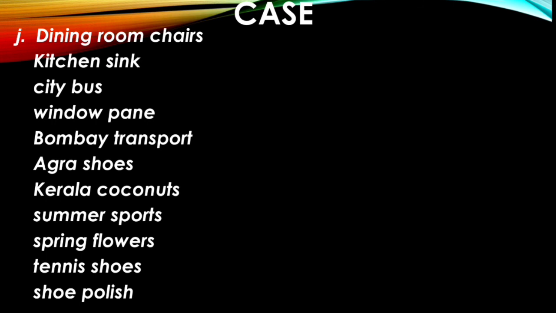Combinations of two nouns. Dining room chairs. There is no apostrophe S. We will never use apostrophe or apostrophe S here. Kitchen sink, city bus, window pane, Bombay transport, Agra shoes, Kerala coconuts, summer sports, spring flowers, tennis shoes, shoe polish, teacup, cricket ground. In such combinations of two nouns, we will never make them possessive nouns by adding an apostrophe or apostrophe S.